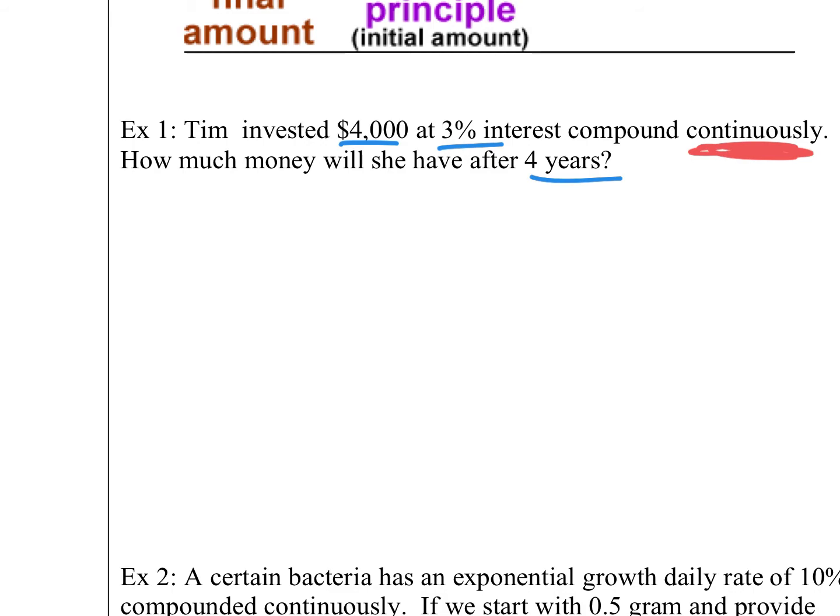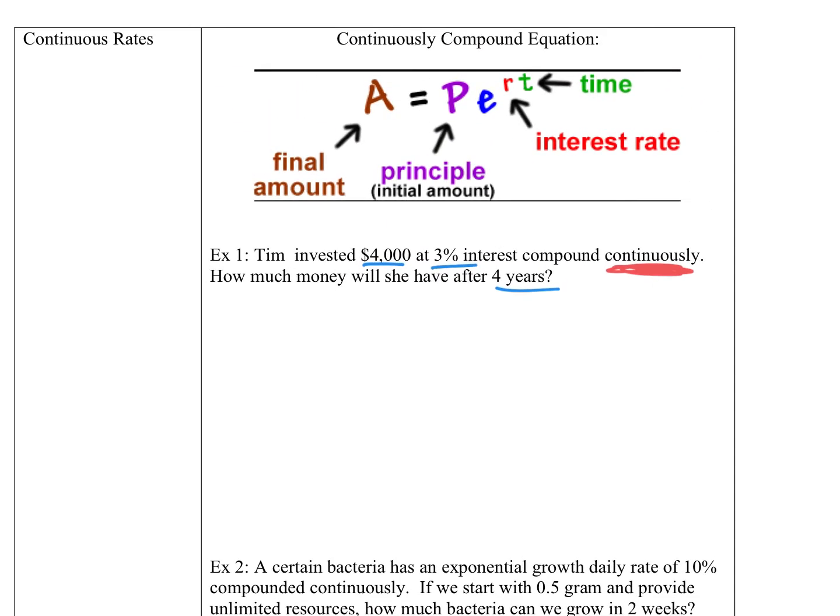All right. After 4 years though, right? So we're going to go ahead and plug this in. So A is going to be our final amount. Principal for this one would be what? 4,000. Put the letter E. My interest rate would be what? 0.03 times time, which is 4. Okay, just type that into your calculator exactly like that. Round it to 2 decimal places because again we're talking money.